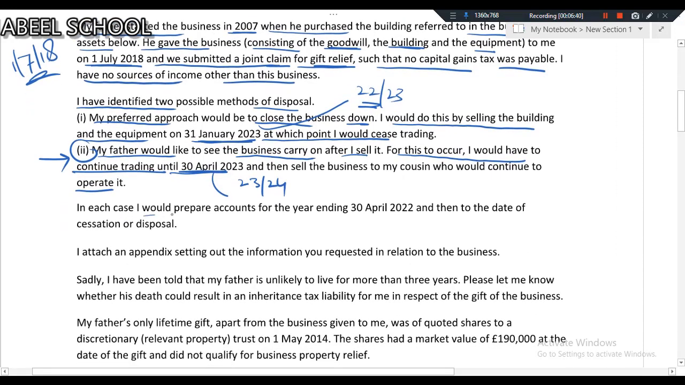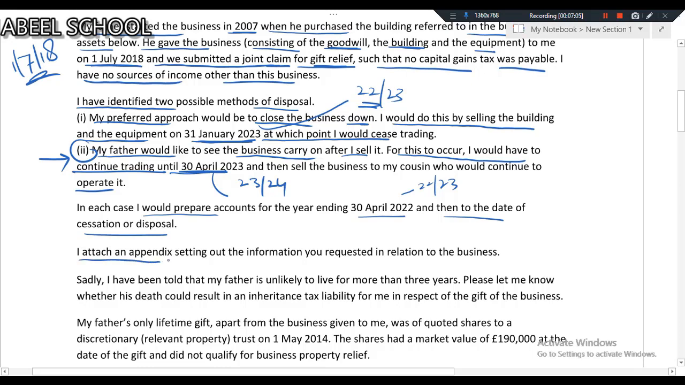In each case, I would prepare accounts for the year ended 30th April 2022, then to the date of cessation or disposal. First, he is going to make the accounts till 30th April 2022. This falls in the tax year 22-23. And after 30th April 22, he is going to make the accounts to the date of cessation or disposal.